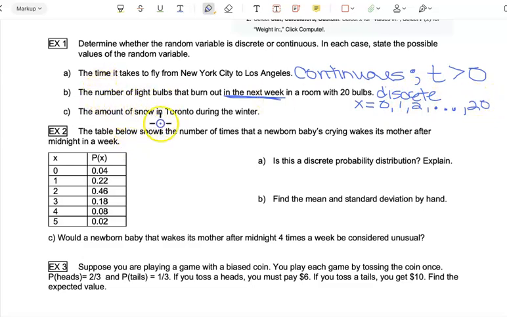Part C, the amount of snow in Toronto during the winter. So you think to yourself, is the amount of snow something that I count, or is it something that I measure? In this case, the amount of snow is something that you measure. So that means that this is going to be continuous.